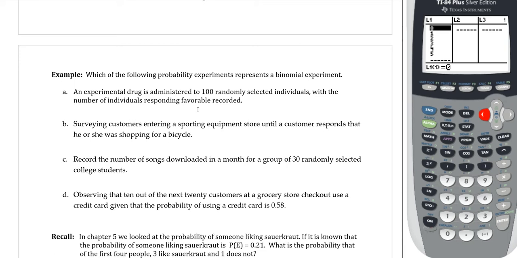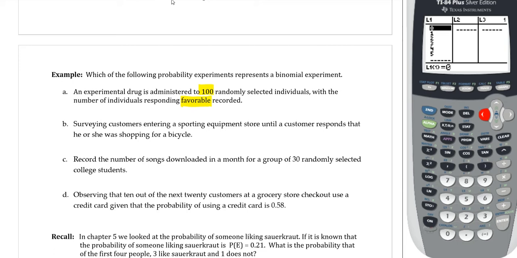Okay, so if you did not already pause the video to try those, go ahead and do so. For the first one, it says an experimental drug is administered to 100 randomly selected individuals with the number of individuals responding favorably recorded. Okay, so far this sounds pretty good. It says overall that they're doing it for 100 individuals, so the number of trials is fixed. It seems to be binary because either they respond favorably or they don't, so it's one or the other. And the trials seem independent.